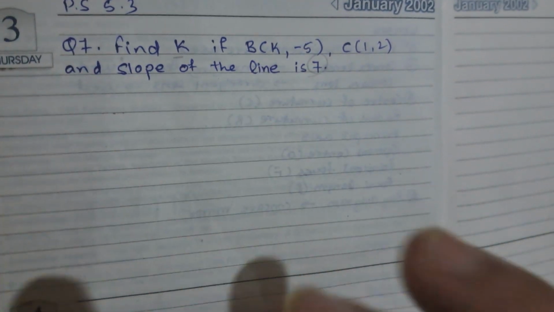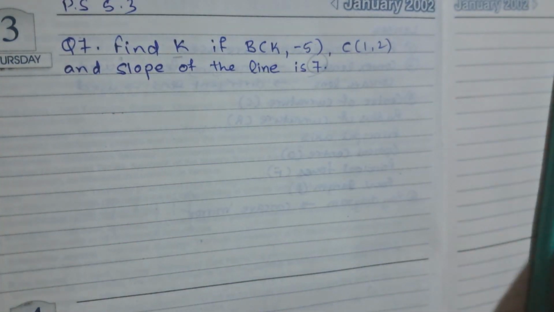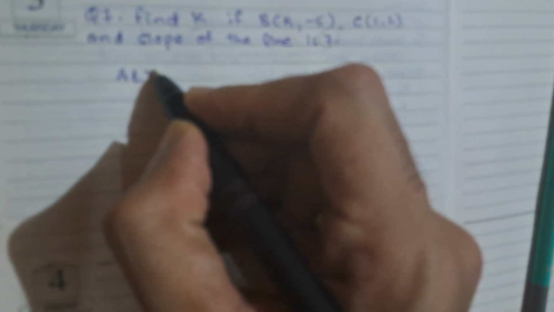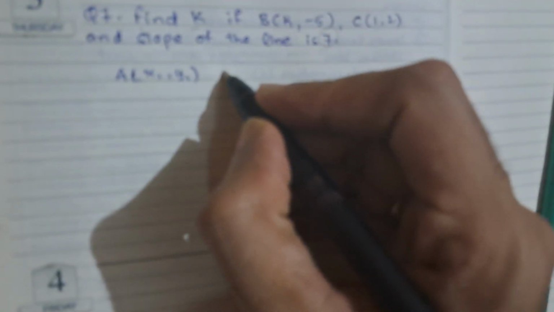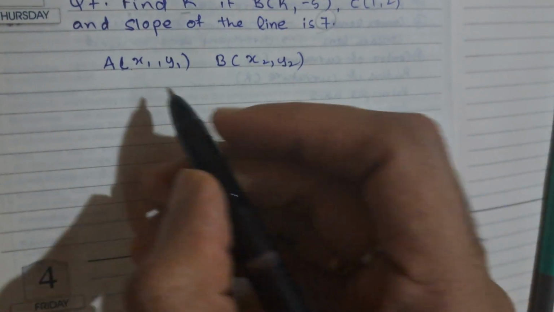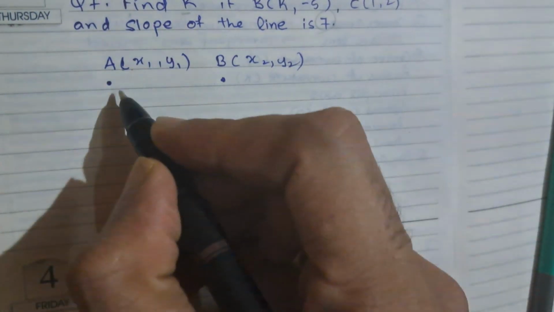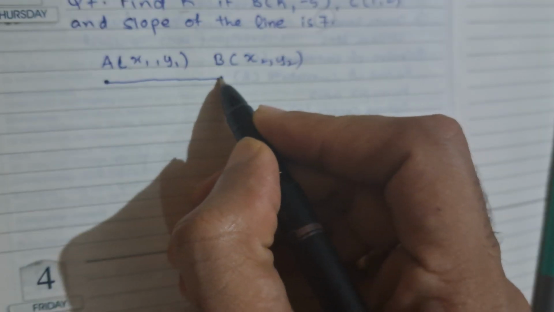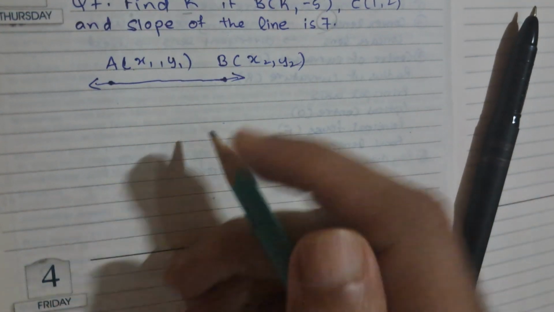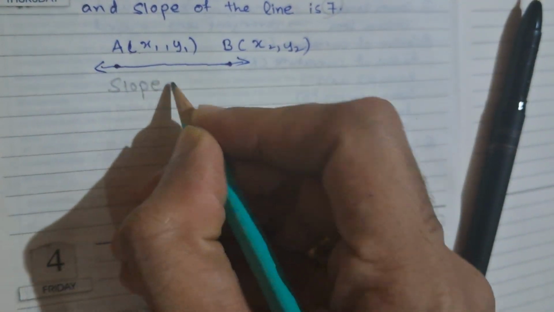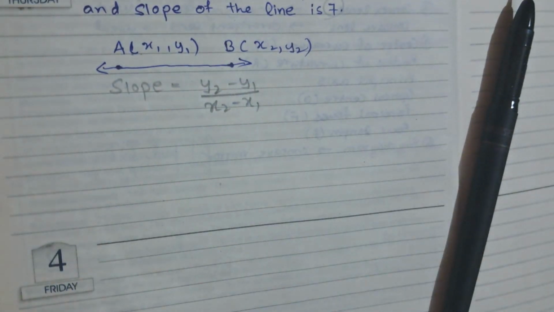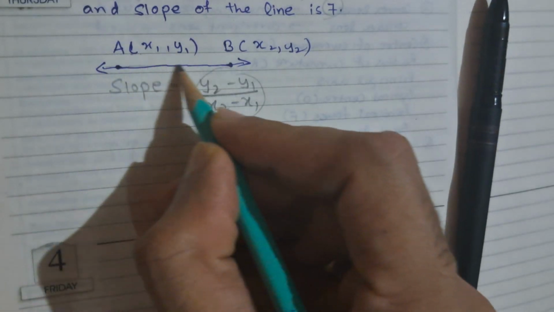So to start with this sum, you should be basically aware of the formula for slope. Whenever two points are given to you, let's say point A is (x1, y1) and point B is (x2, y2). If I join point A and point B by a line like this, what is the slope of this line? To find the slope, you have to use this formula. The slope formula says (y2 - y1) upon (x2 - x1). If you do this, you will automatically get the slope of this line.